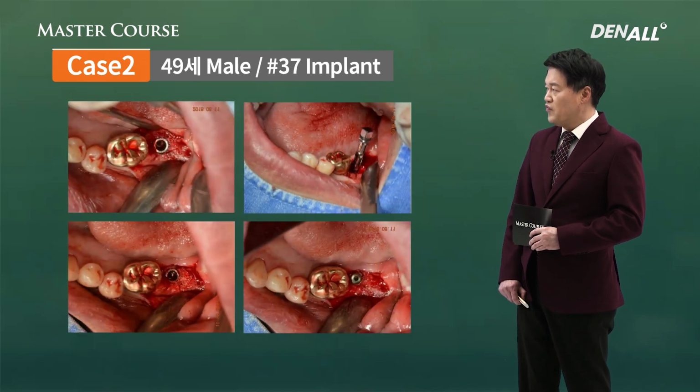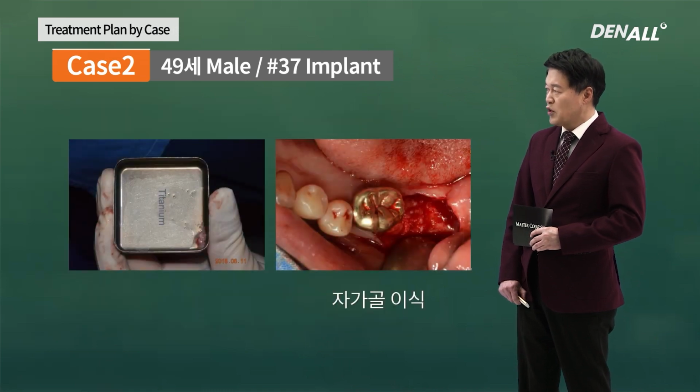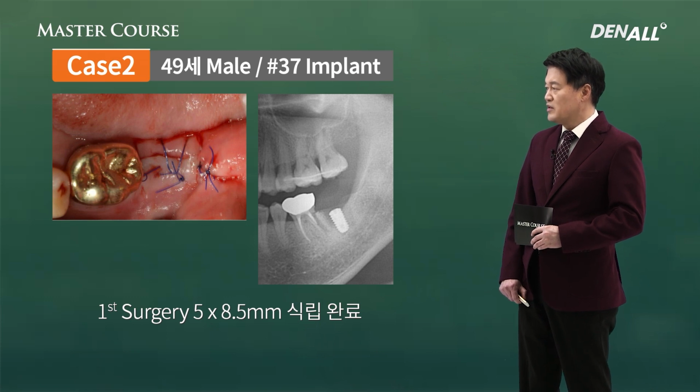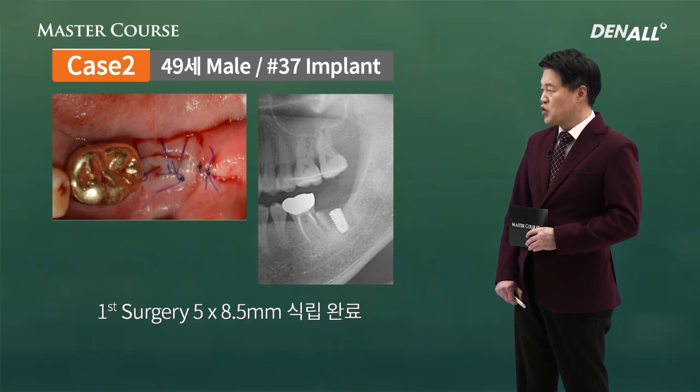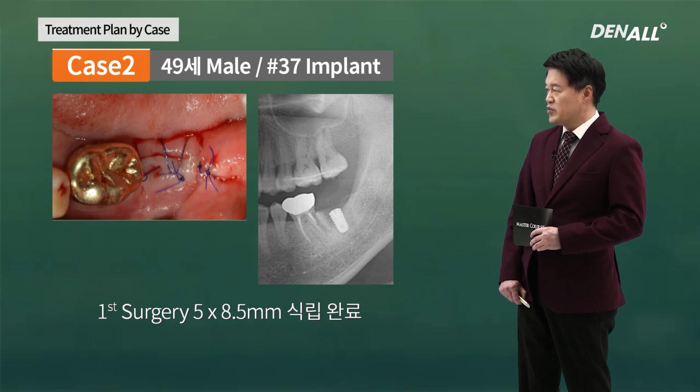Mount has been removed, and using the fixture driver, placement depth was adjusted, and in the area where the top of the fixture is exposed, a cover screw has been attached. Autogenous graft from the drilling was used. Incision and suture. Modified restoration was done, X-ray was taken, and final checking was done. At first surgery, a 5 by 8.5 millimeter fixture was placed.